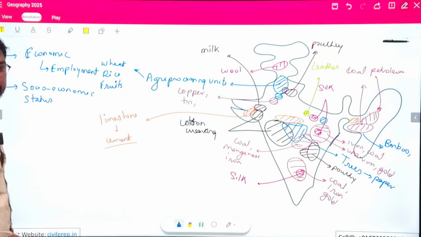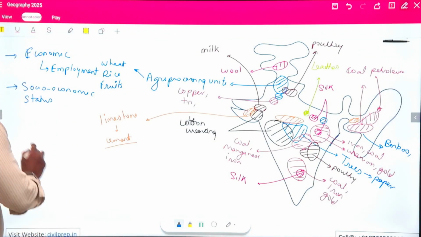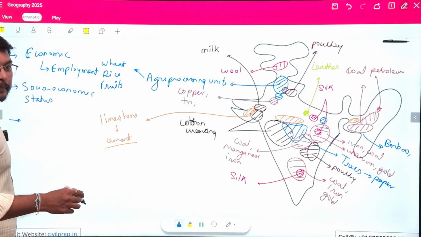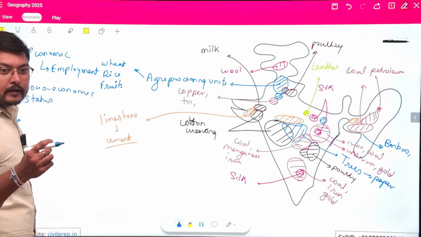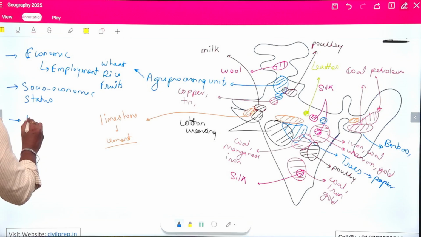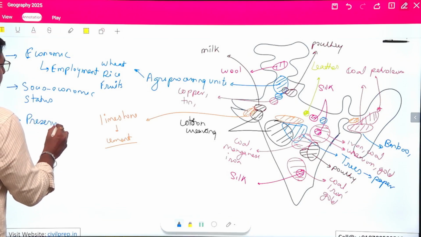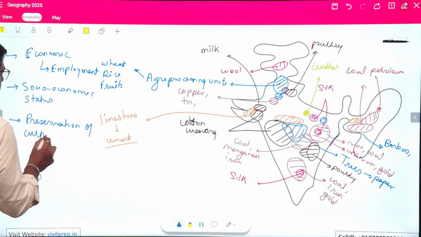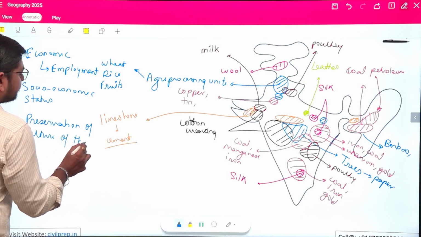Okay, socio-economic status of that particular region. Then we can also see that this results into the preservation of the culture of that region. Preservation of culture of the region.